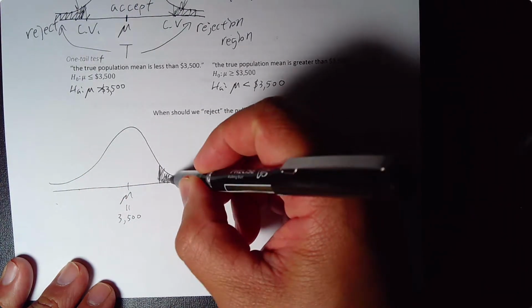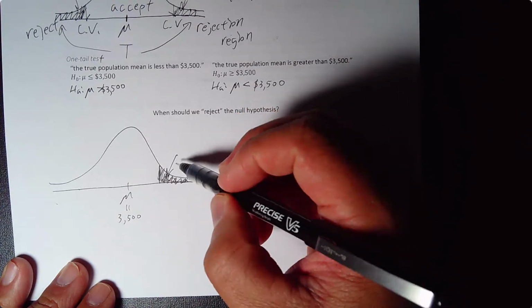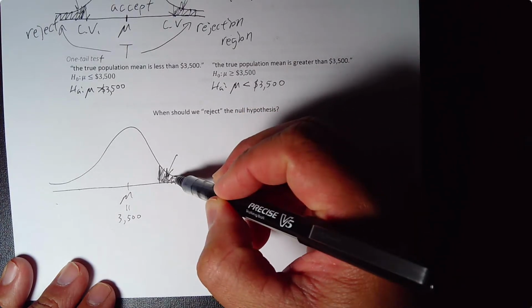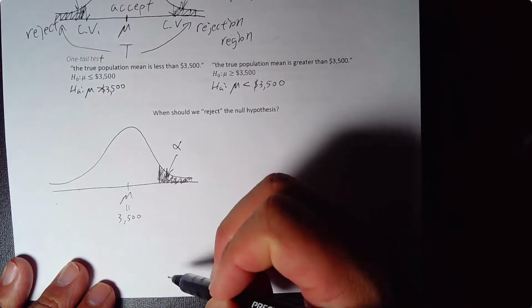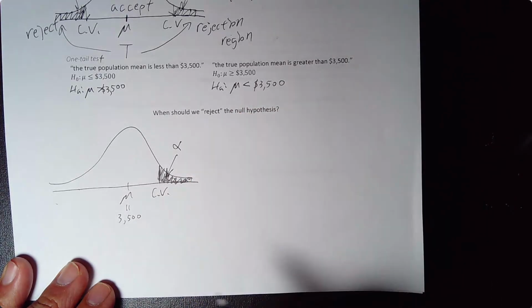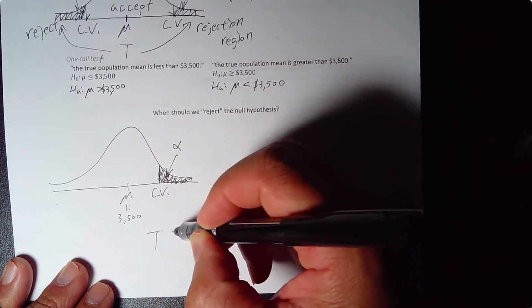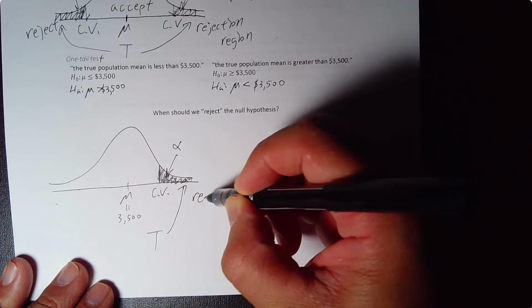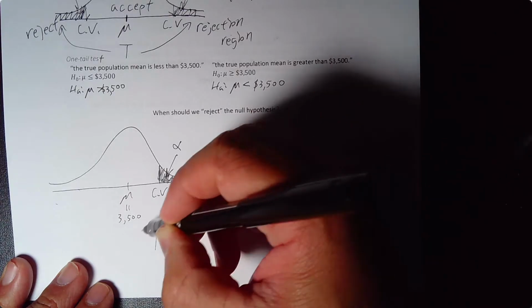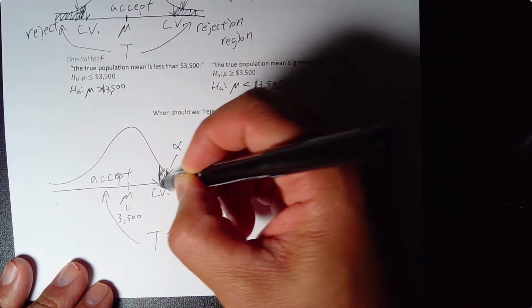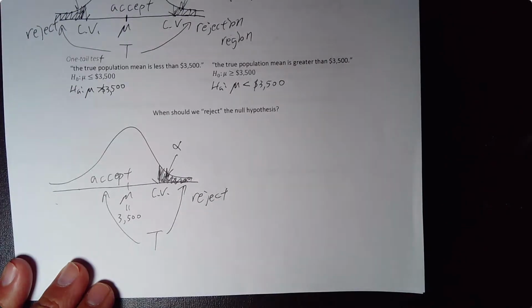Okay, and so instead of splitting alpha, the area, in half, we will put all of alpha here, and that will be our critical value. So if your test statistic falls here, we will reject. If your test statistic falls here, we will accept. So everything to the left of the critical value is the acceptance region.